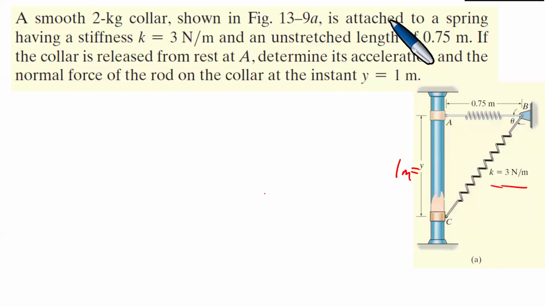Let's look at these together and see what you need to do here. A smooth 2-kilogram collar is shown there. It is attached to a spring having a stiffness k equals 3 newtons per meter, and an unstretched length. If the spring is not stretched, it has a length of 0.75 meters.